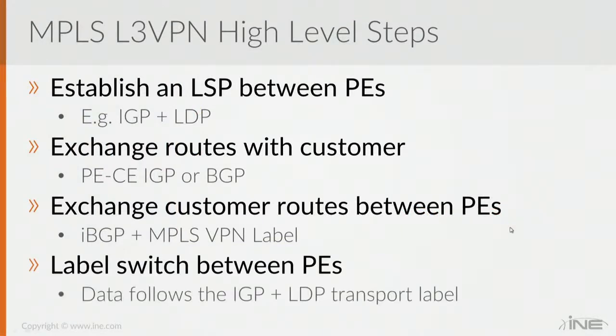So the very last step is going to be this actual label switch path, the LSP. So the LSP is going to be following the IGP plus LDP tunnel, or what we refer to as the transport label, between the loopbacks of the provider edge routers.